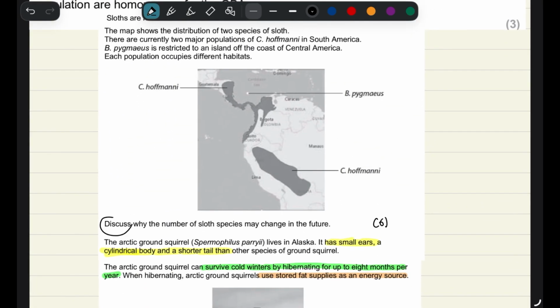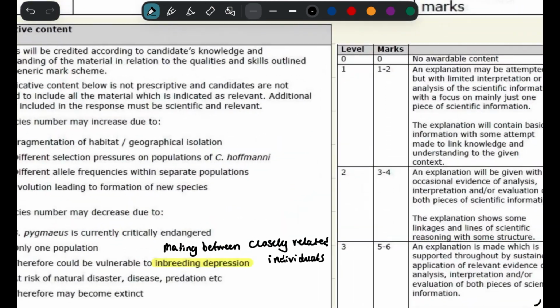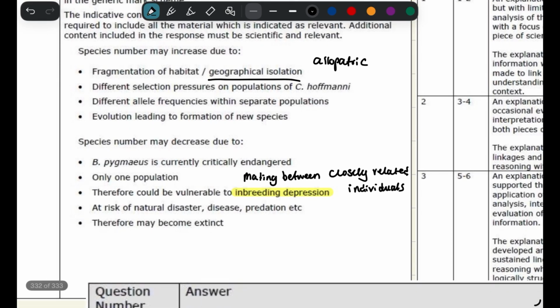Now the 6-marker, it was a discuss question, I believe, right? So the command word was discuss. When we have discuss, we need to do for and against, right? So we need to talk about why the number could increase. And what you're thinking again is your speciation. So you're thinking there's geographical isolation, so we're thinking this is allopatric. And then once we've decided that, we can say different selection pressures and kind of rattle down your natural selection pathway, right?